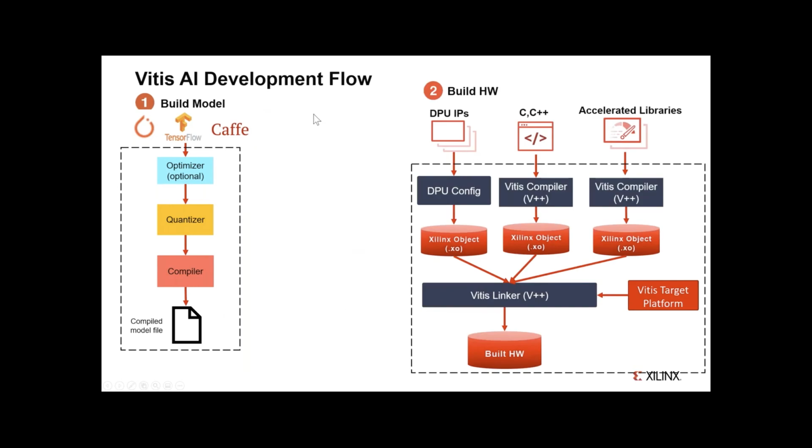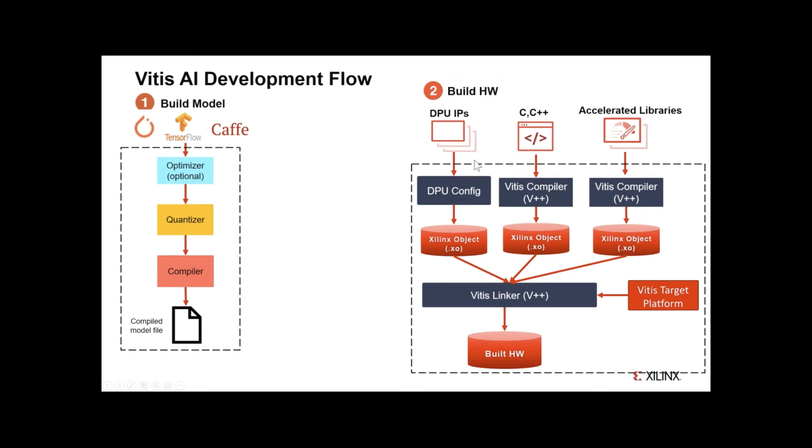The second step for the development flow is to build the hardware. Again, I mentioned earlier that this really isn't necessary a lot of the time. If you're working on a development board like the ZCU102 or ZCU104, or you're targeting an Alveo card, you actually don't need to do this step. If you're targeting custom hardware, however, or you want to accelerate additional things on your Alveo card, then you might want to do this step.